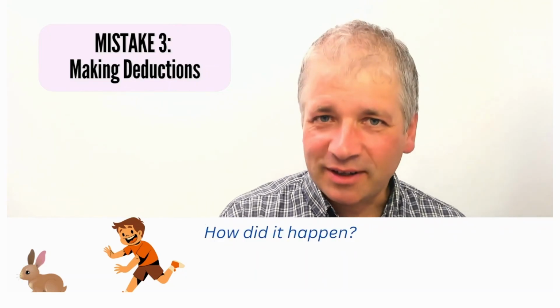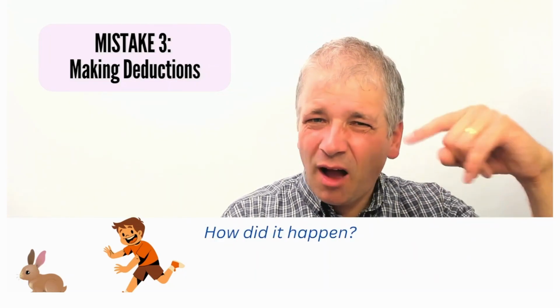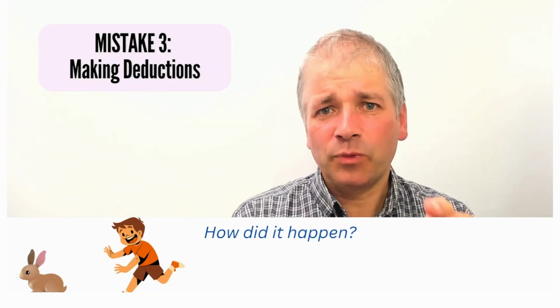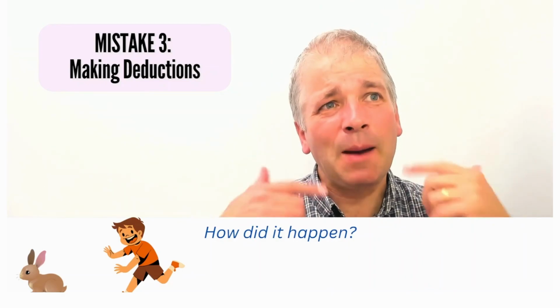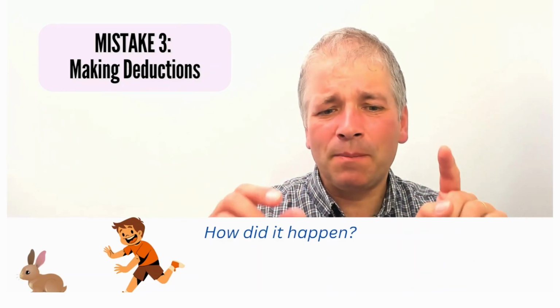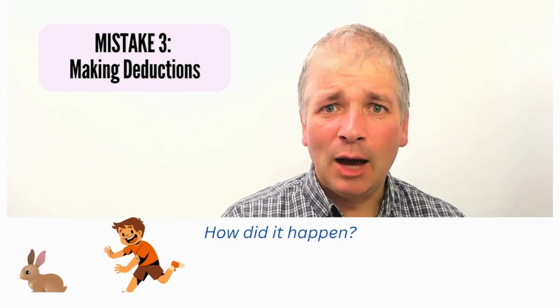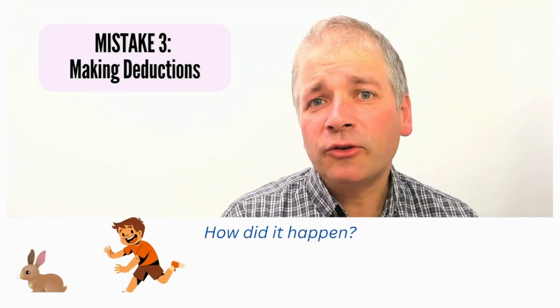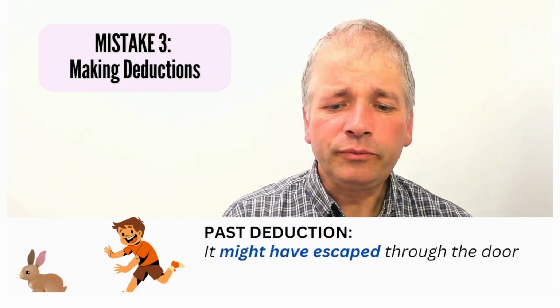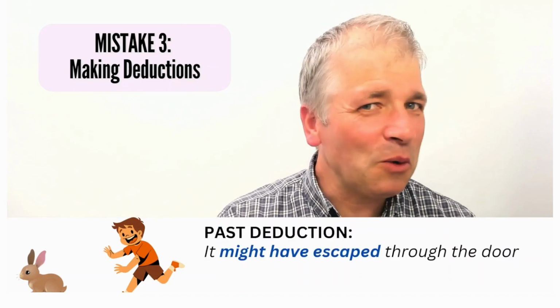Now, how did it happen? And this is where you start thinking, how did it happen? And that's logical deduction. When you start thinking how something happened, or you're trying to work out the possibilities, that is what I mean by deduction. And we can use modals to show logical deduction. Let's start thinking then. Well, what could have happened?